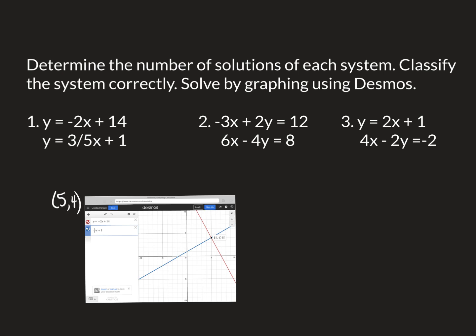Let's do the second one. I'm going to type in negative 3x plus 2y equals 12. And 6x minus 4y equals 8.